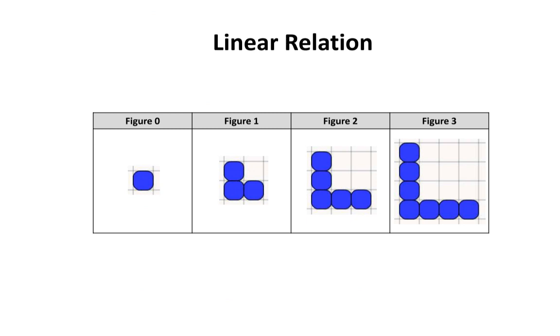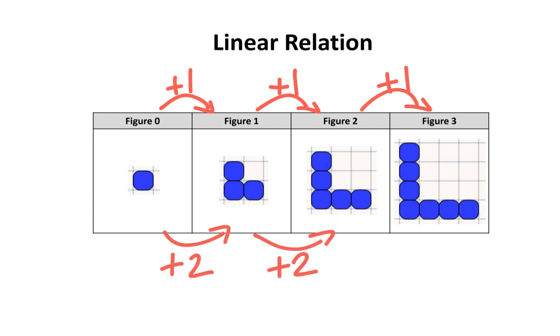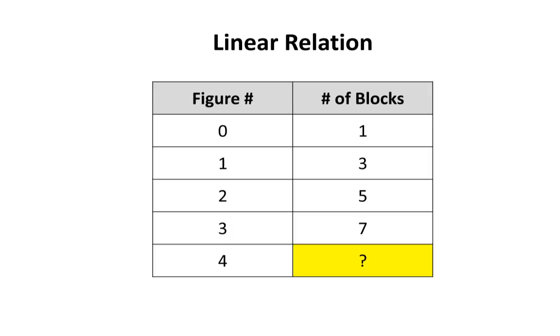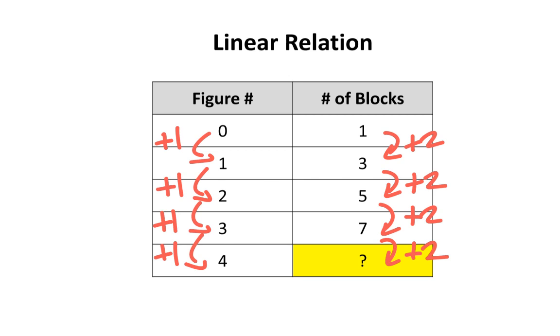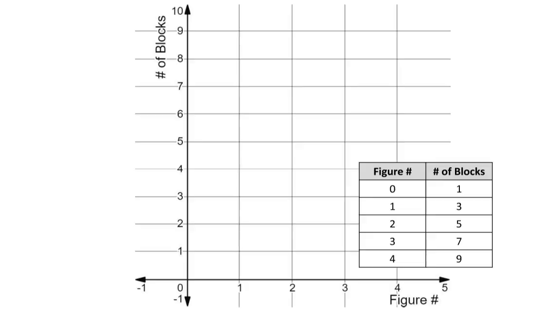A linear relation is really just a pattern. The pattern here is that as each figure number increases by 1, the number of blocks increases by 2. This pattern can also be represented with a table of values, where the number of blocks increases by 2 for every one figure number. We can then use this information to predict the number of blocks in figure 4, and there would be 9 blocks in figure 4.